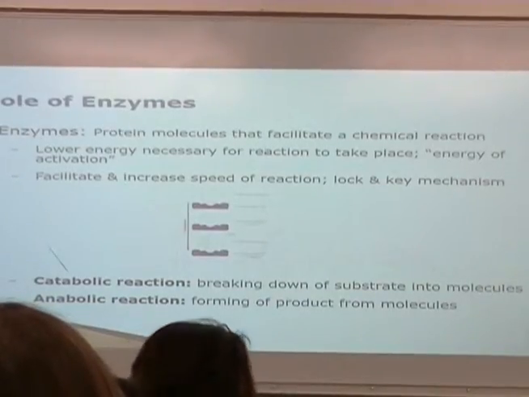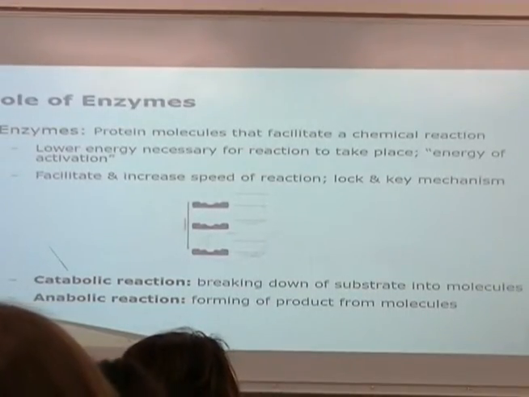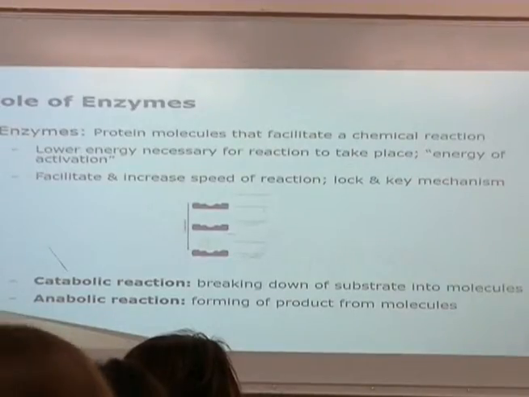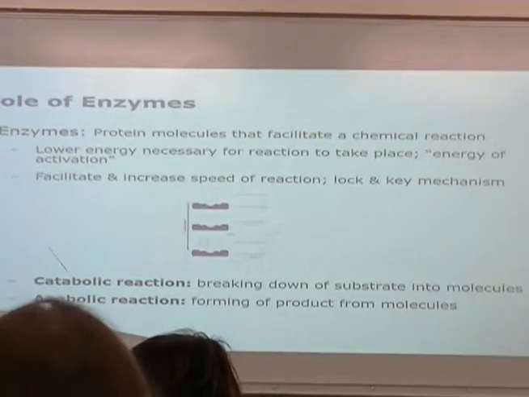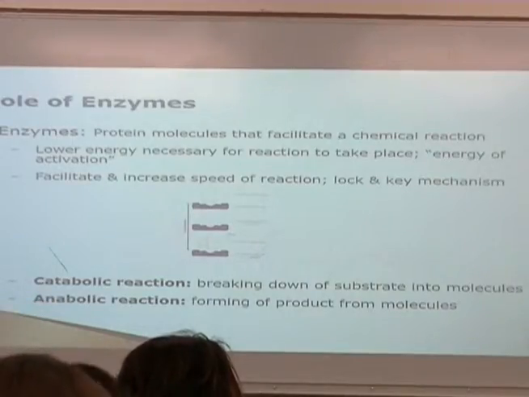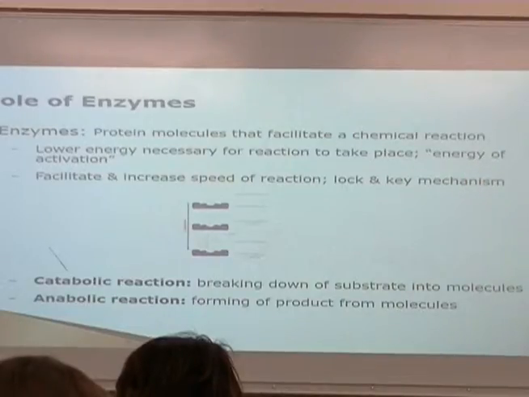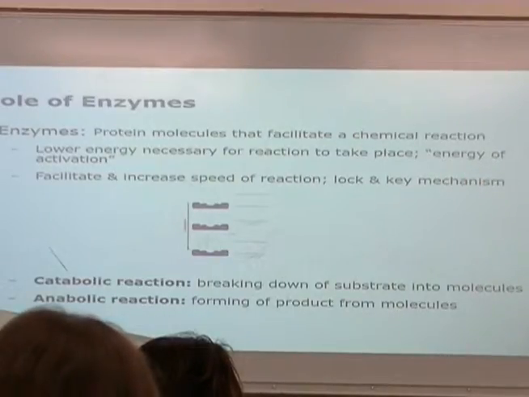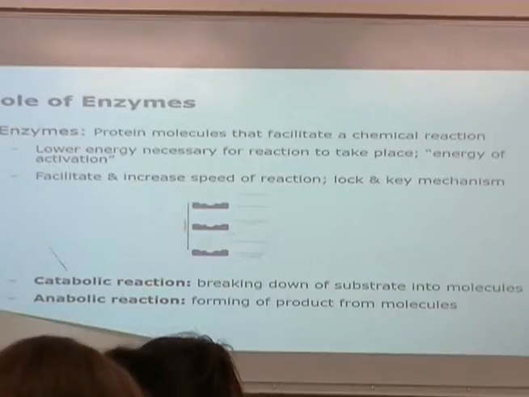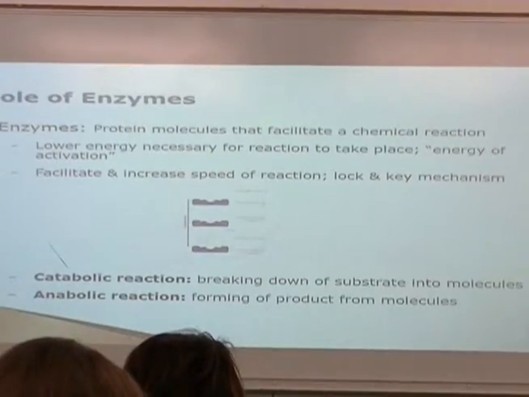Right? So they do not make the reaction happen. They don't make the reaction happen, but they help the reaction, because what they do is they lower the energy requirement for that reaction so it can occur more easily. That's called the energy of activation. And they lower how much energy is needed, and therefore the reaction can occur more quickly.